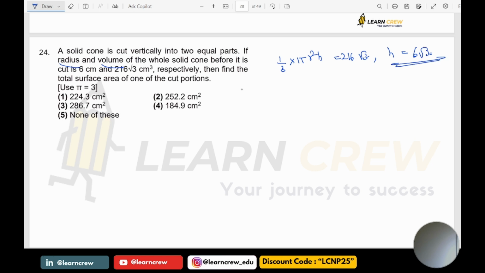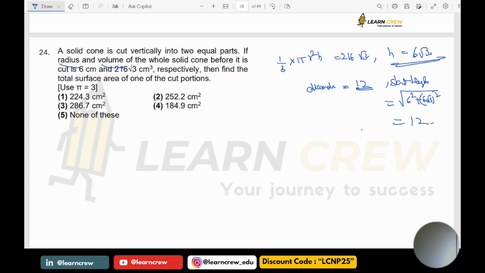And the diameter of the base of the circular part of the solid cone is 2 times the radius, which is 12. Slant height would be root over r square plus h square. How much are you going to get? It is root over 144, which is 12.